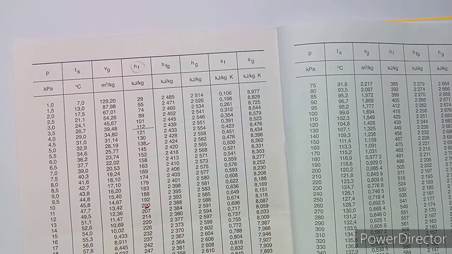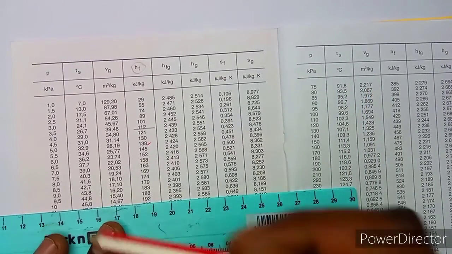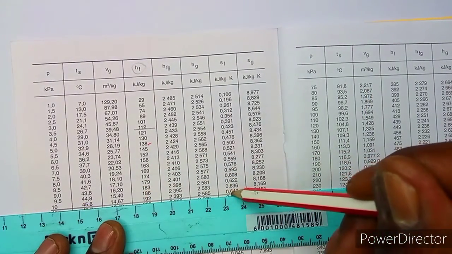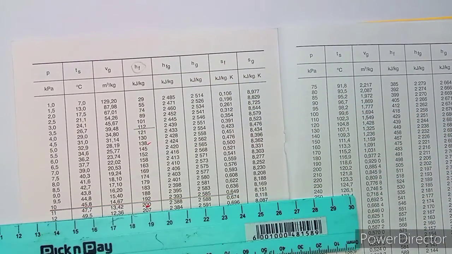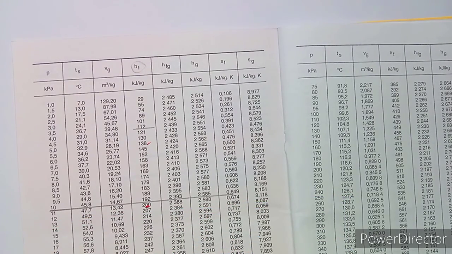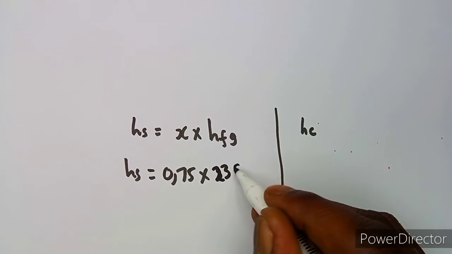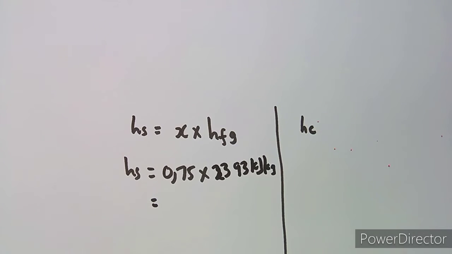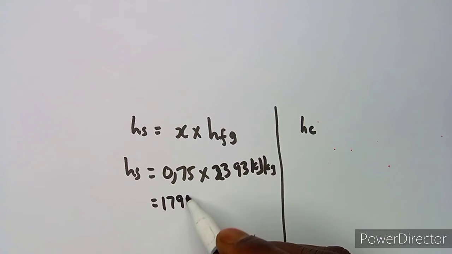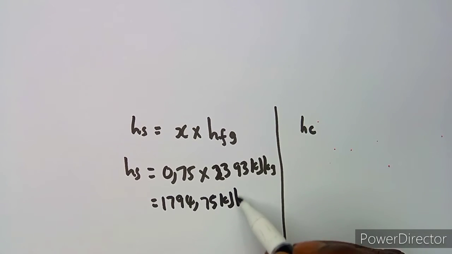That is at 10 here. So my Hfg at this pressure is 2393, and that is the one that you are going to take, which is 2393 kilojoule per kg. If I multiply this, I now have the enthalpy for steam, which is 1794.75, something like that, kilojoule per kg.